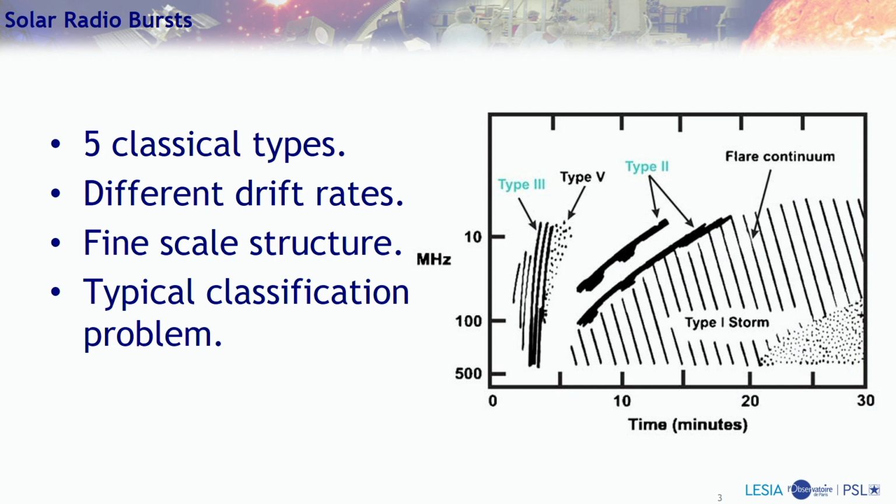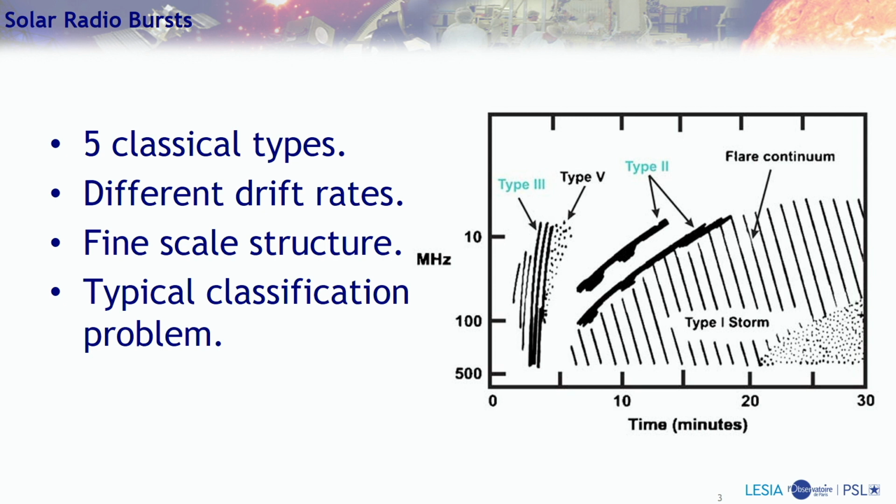Type 2, these longer ones, are indicative of shocks in the corona. And then you have types 1, 4, 5, and so on. They all have their own different meaning. I focus mostly on type 3s and type 2, so I'll stick to that. They can exhibit fine scale structure as well. So not only do you have this long, smooth drifting thing, you can actually have them in smaller chunks, and they have very intricate details once you zoom in in the frequency and time domain.